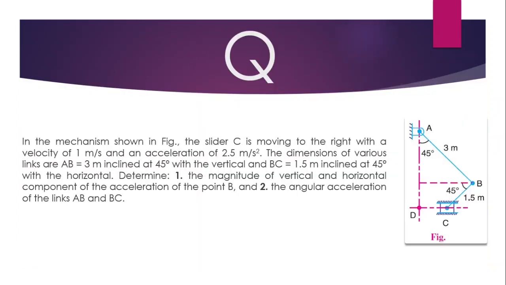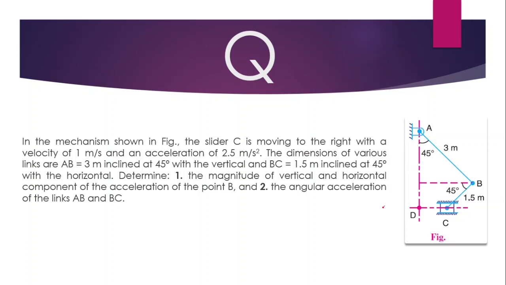Here is a question. In the mechanism shown in the figure, the slider C is moving to the right with a velocity of 1 meter per second and an acceleration of 2.5 meter per second square. The dimensions of the various links are: AB is equal to 3 meter, inclined at 45 degree with vertical, and BC is equal to 1.5 meter, inclined at 45 degree with horizontal. Determine 1. The magnitude of the vertical and horizontal component of the acceleration of the point B, and 2. The angular acceleration of the links AB and BC.